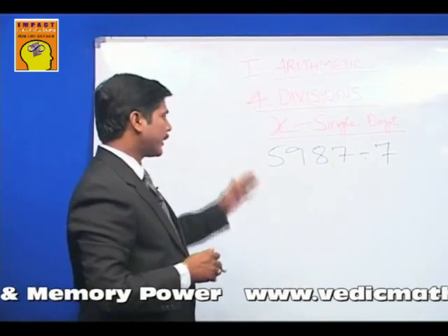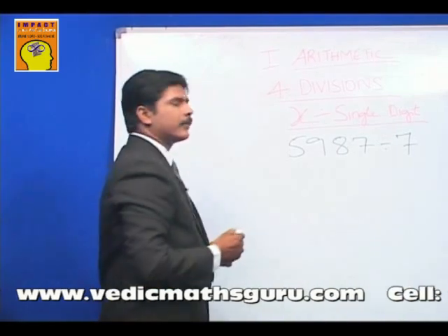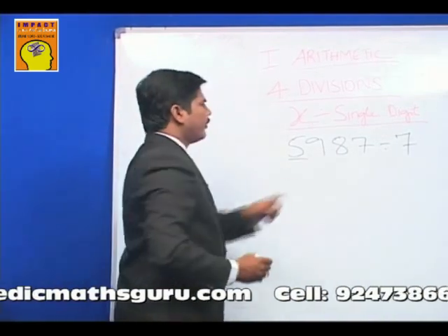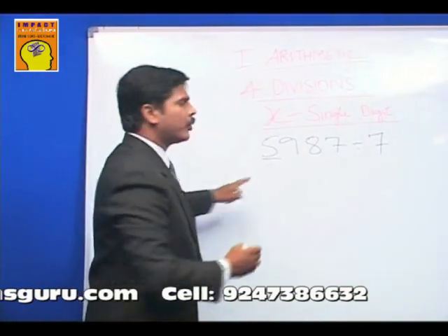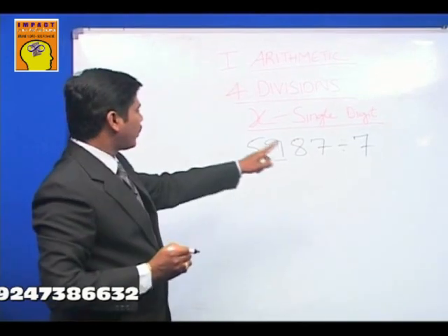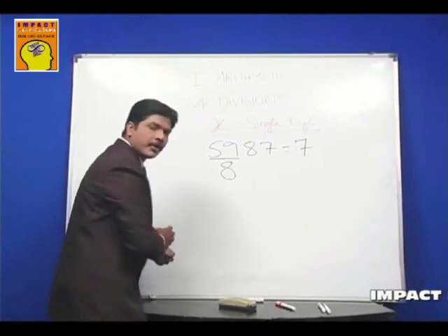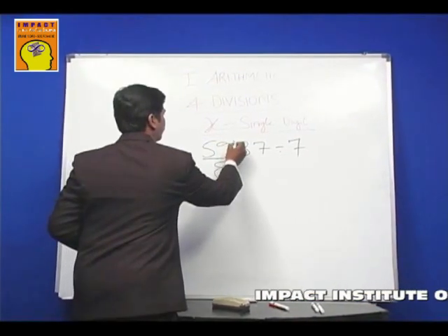Now let's take one more example. 5987 divided by 7. Underline the first number. Will 7 go in 5? It doesn't go. Then start with 2 numbers. Underline 2 numbers. 7 goes in 59 how many times? It goes 8 times. 7 times 8 is 56 with a remainder of 3.